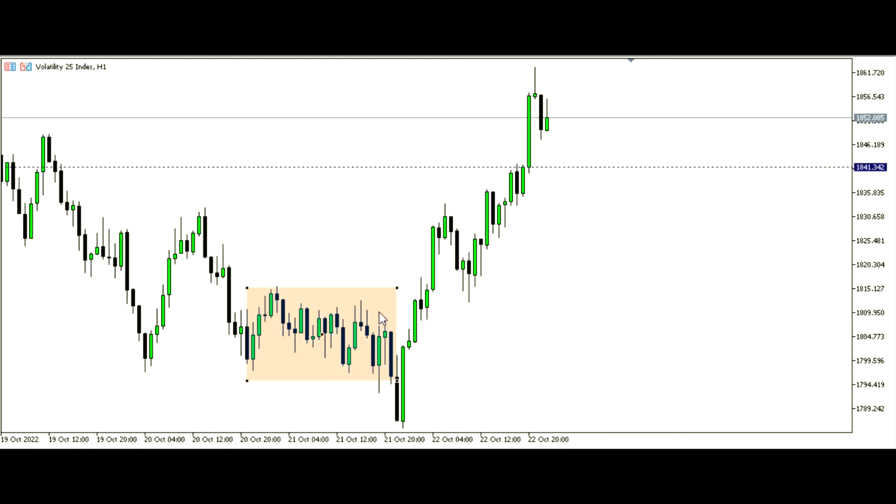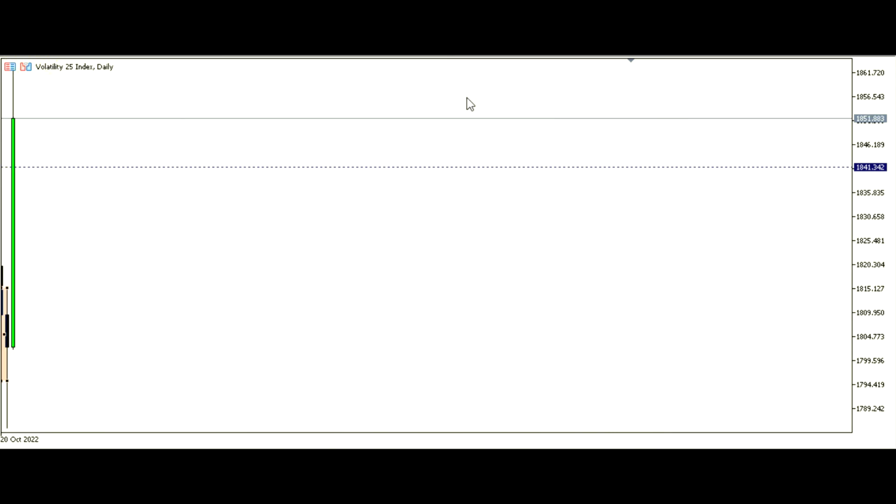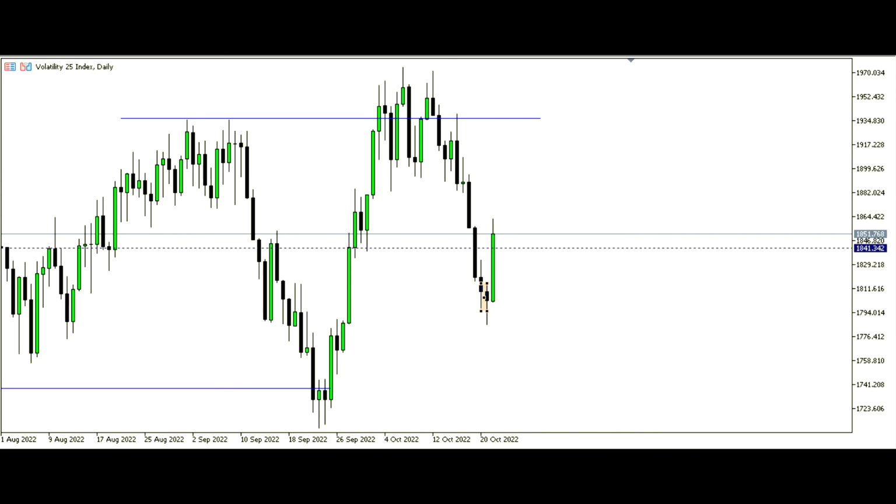And what premise must you also rely your analysis on? Here, when price accumulated, you remember we were trading within this area. So we said price had actually, we're trading within this area.